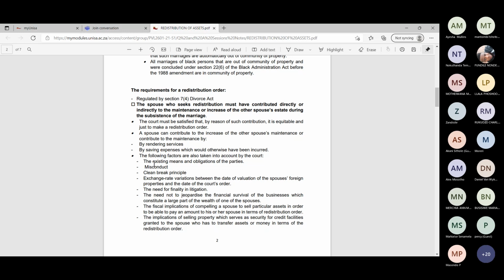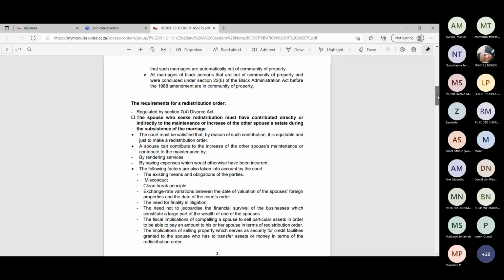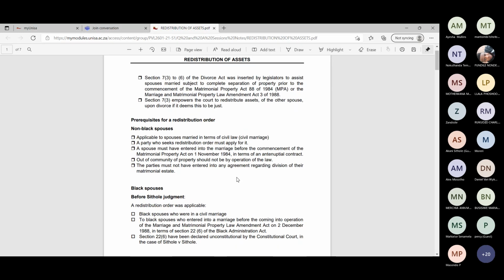Yeah? Students, also what you need to bear in mind is that if we are saying this applies to marriages which occurred before 1 November 1984, we are now talking about individuals who are now our grandparents.